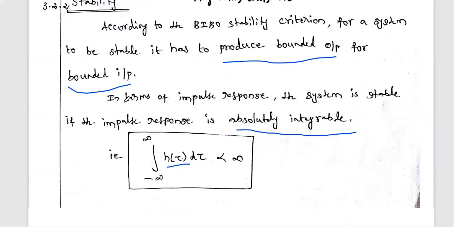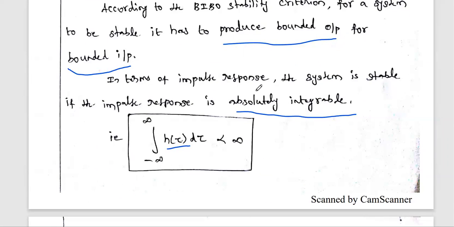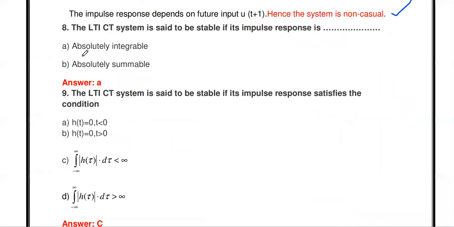So what is stability? In terms of impulse response, the system is stable if the impulse response is absolutely integrable. If you integrate the impulse response and the answer is less than infinity, then we call it a stable system. That's why the LTI CT system: LTI means linear time invariant, CT means continuous time system.